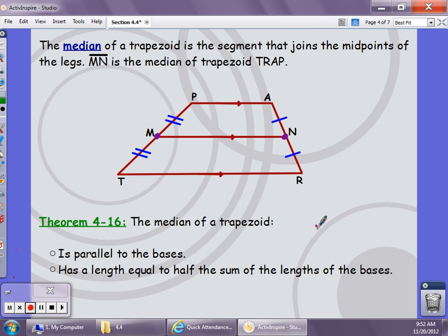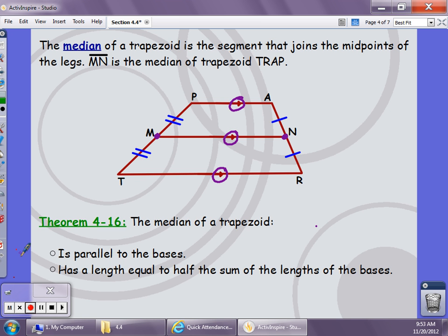Since MN is the median and M is the midpoint of TP, I now know that TM is congruent to MP. Because N is the midpoint of AR, I also know that AN is going to be congruent to NR, which leads us to theorem 4-16. The median of a trapezoid is parallel to the bases. So as you can tell, we have our arrows which indicate that all three segments are parallel. And second, the median will always have a length equal to half the sum of the lengths of the bases.